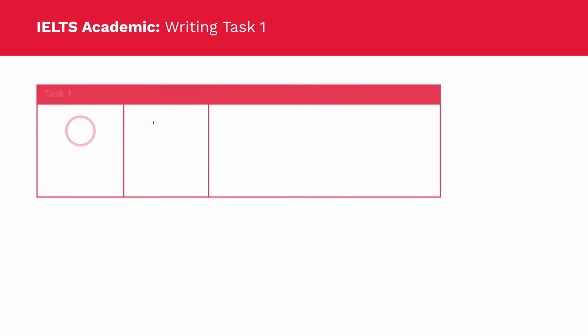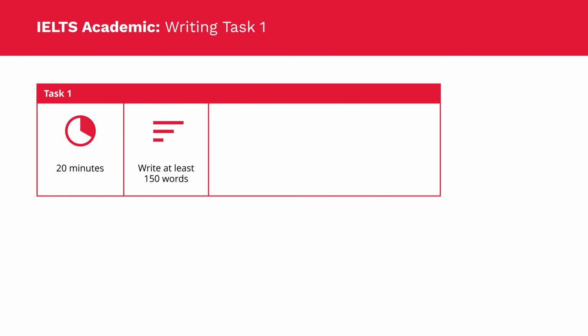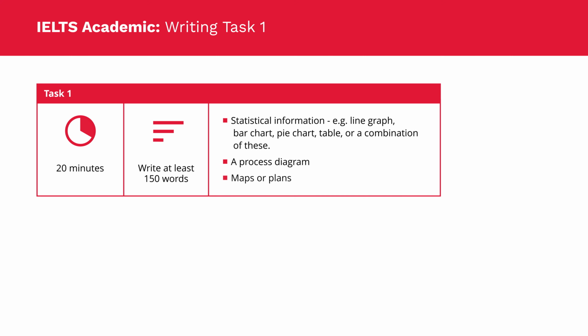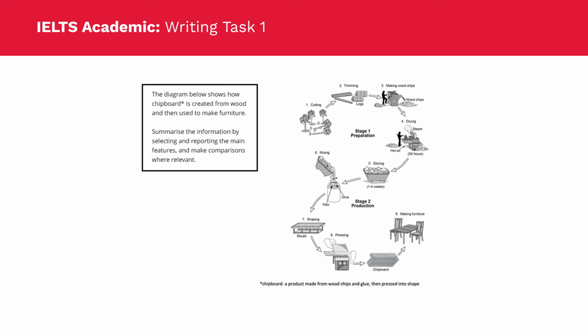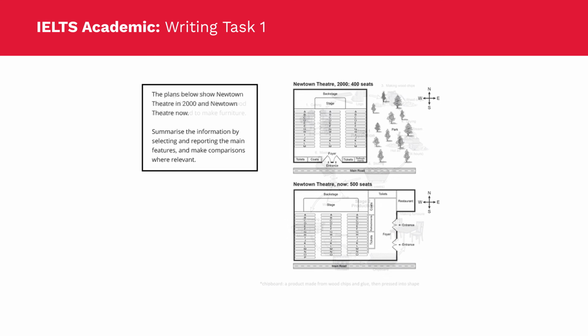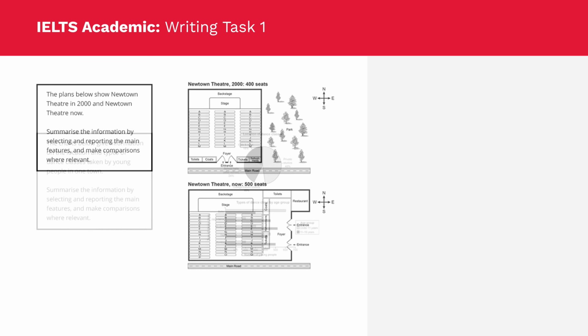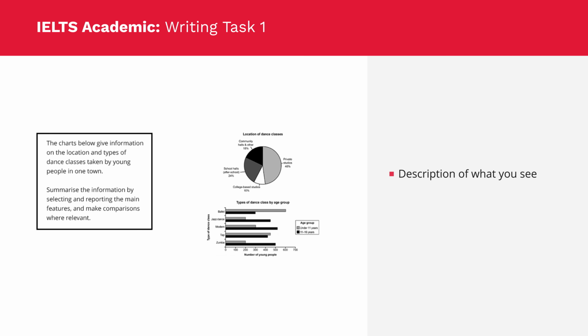In Task 1 of IELTS Academic, you'll be presented with visual items. These can be statistical in nature, such as graphs, charts, or tables. But they can also be images, such as process diagrams, maps, or plans. Here are some examples of visual items in Task 1 questions. As you can see, they're very different in appearance, but what you're asked to do in each case is quite similar. You should write a description of what you see in your own words.